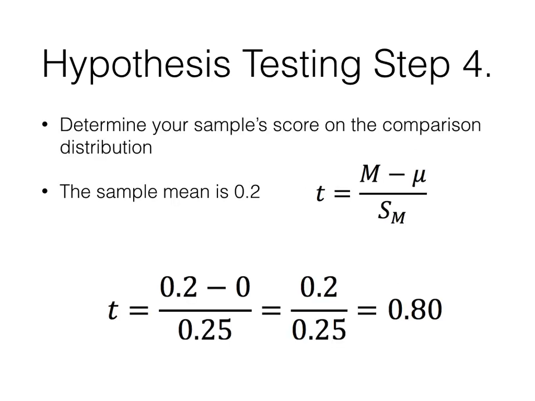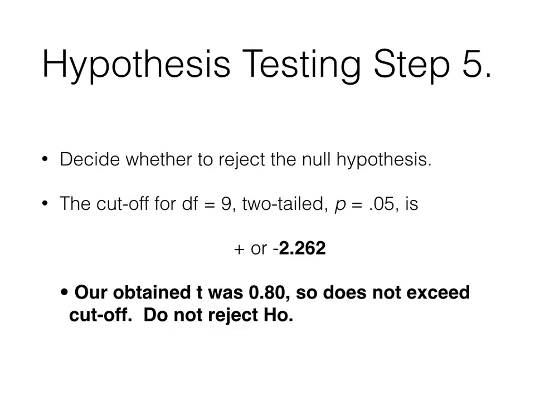Now, we go ahead and compare this to our cutoff that was stated in step 3. That was plus or minus 2.262. Our obtained t was 0.80, so this doesn't exceed the cutoff, and therefore we do not reject the H0. So in a way, we've determined that the subliminal recording has no effect. It didn't actually increase yawning to any significant degree.